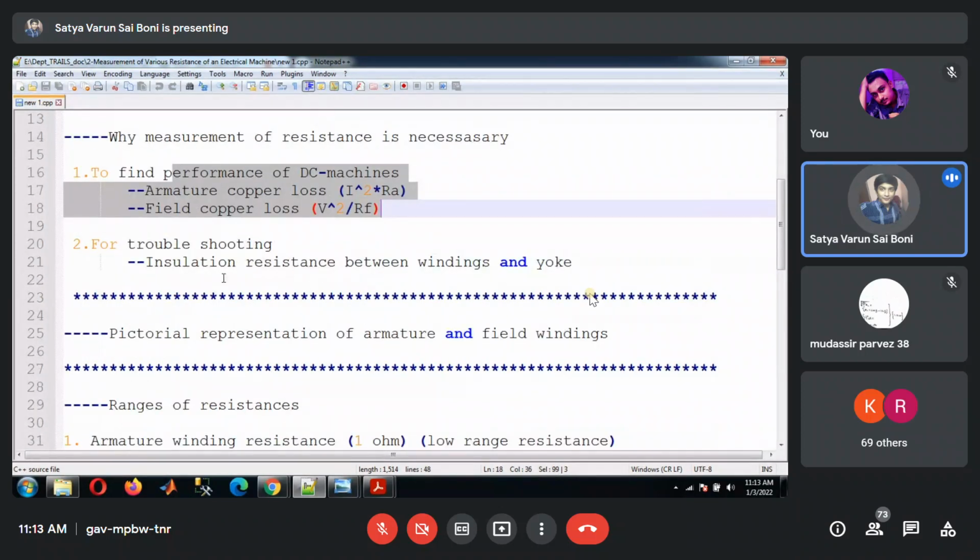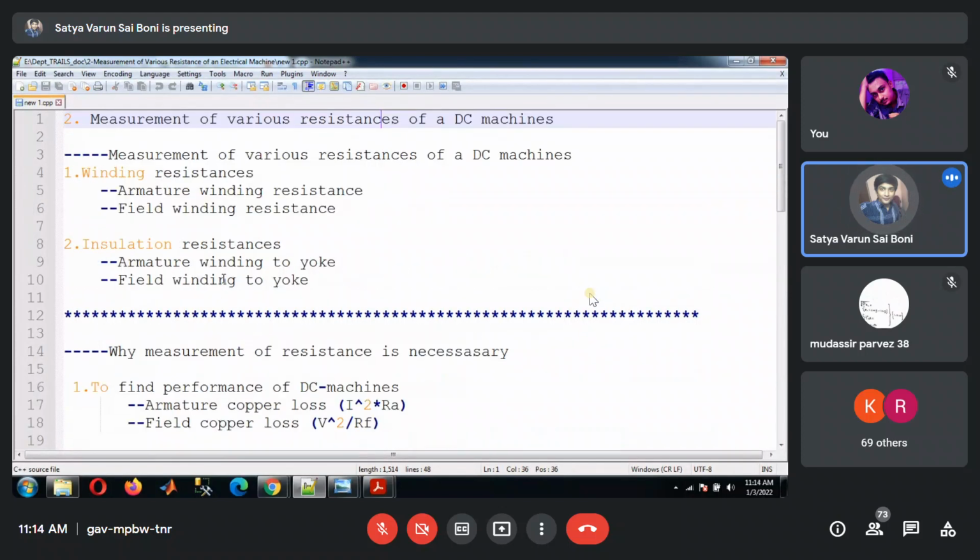But troubleshooting. Normally, insulation resistance is measured when we are installing in a lab. Let us assume we are operating our lab at 110 volts, because normally we do our experiments at 110 volts. There is insulation we are keeping between armature winding and yoke and between field winding and yoke. The DC machine is designed to operate at a specific voltage. You can't operate a machine designed for 110 volts at 200 volts, because if you operate at higher voltages, the insulation will be broken.